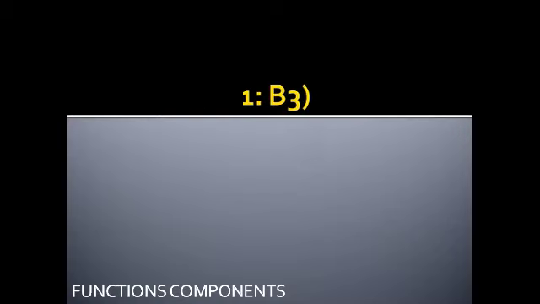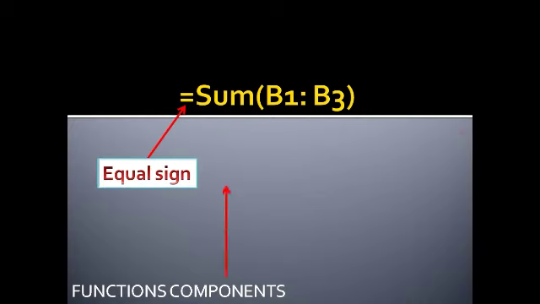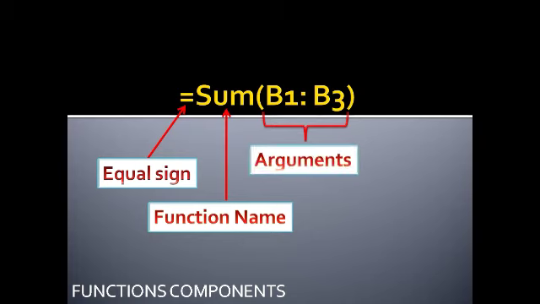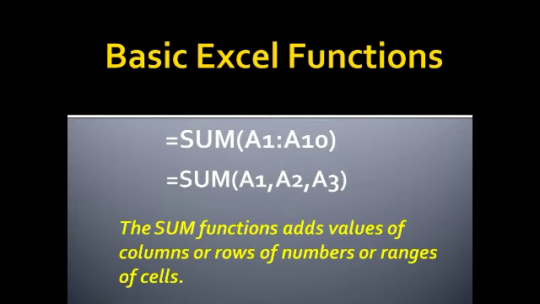Ngayon, isa-isahin natin ang components ng function. Una, equal sign. Susundan ng name of the function, followed by the arguments. Sample, open parenthesis, B1 to B3, and then the last one, the reference operator, which is the column and the comma.